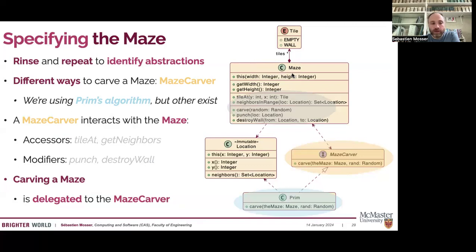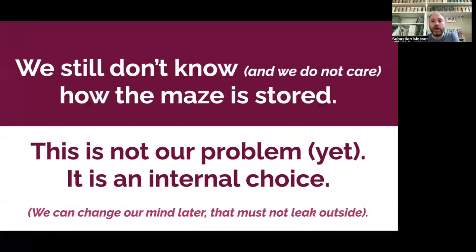And the main point here is that at the model level, just at that time, when I'm specifying this module interface specification, when I'm specifying ADTs, depending on the level of abstraction that I'm looking for, I don't know. And I don't care how the maze works. Is a maze stored in a matrix? Is a maze stored in a list? Is a maze stored in a hash map? Is a maze stored in a very super fancy graph theory algorithm, whatever graph theory structure? I don't know. I don't care. That's not my problem. It's an internal choice.